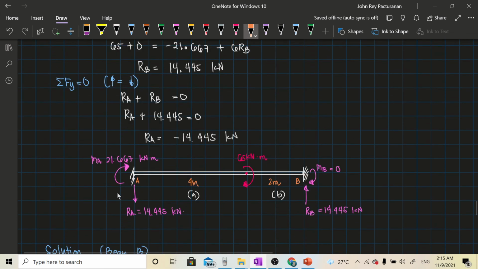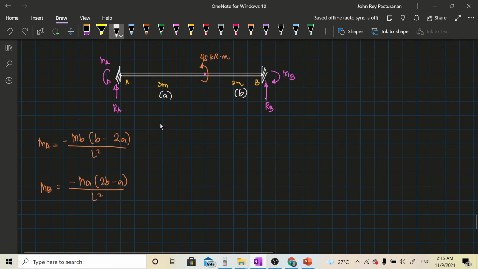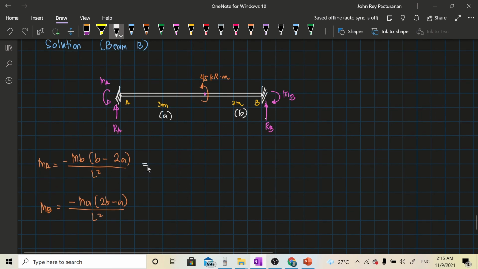And of course, isulat ko na din yung MB para isahan na lang. So, that is negative M, then 2B minus A over L squared. So, again, this is the value of A and this is the value of B. Depende na lang yan, of course, sa pagka-label. But nevertheless, we can proceed, no?